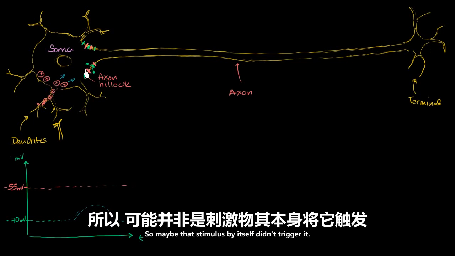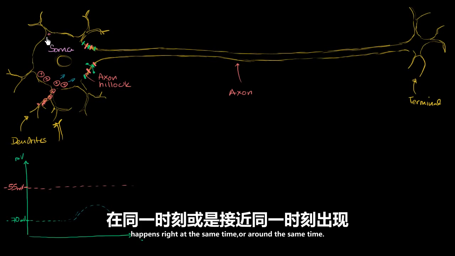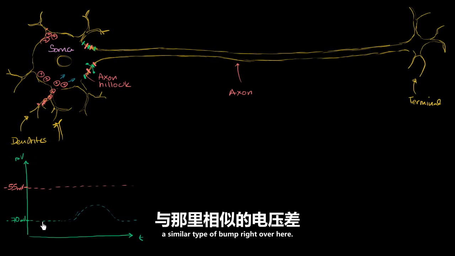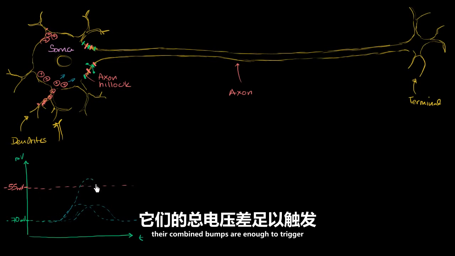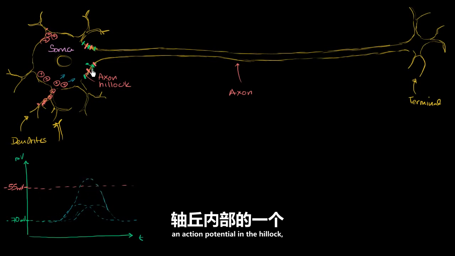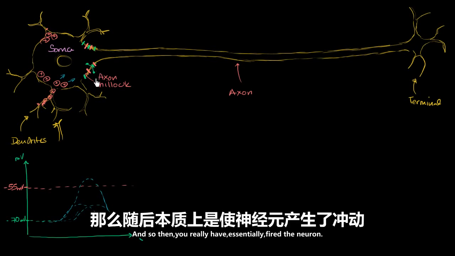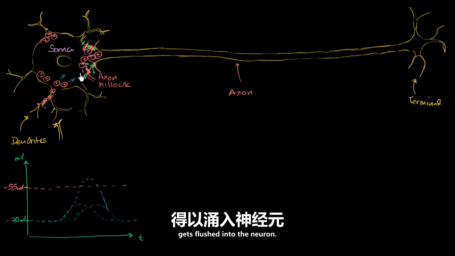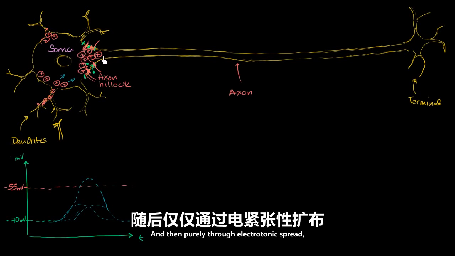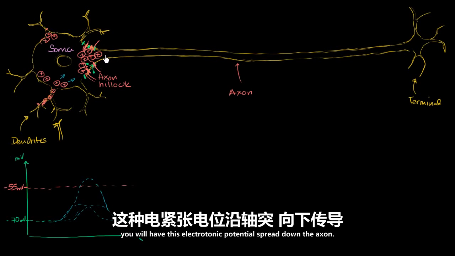So maybe that stimulus by itself didn't trigger it, but let's say that there's another stimulus that happens right at the same time or around the same time, and on its own, that might have caused a similar type of bump right over here. But when you add the two together and they're happening at the same time, their combined bumps are enough to trigger an action potential in the hillock, or a series of action potentials in the hillock. And so then you really have essentially fired the neuron. So now all sorts of positive charge gets flushed into the neuron, and then purely through electrotonic spread, you will have this electrotonic potential spread down the axon.